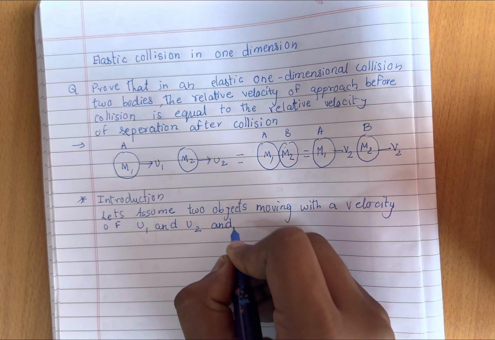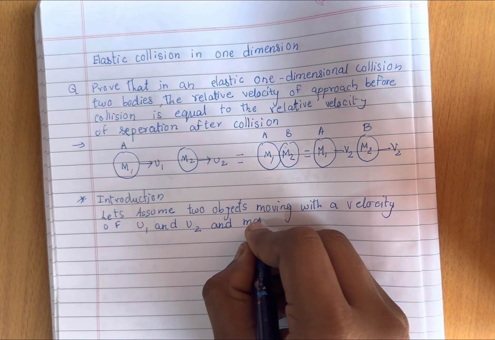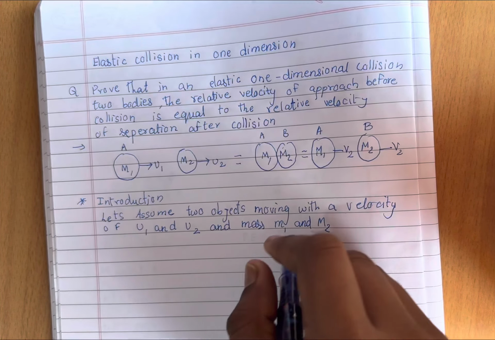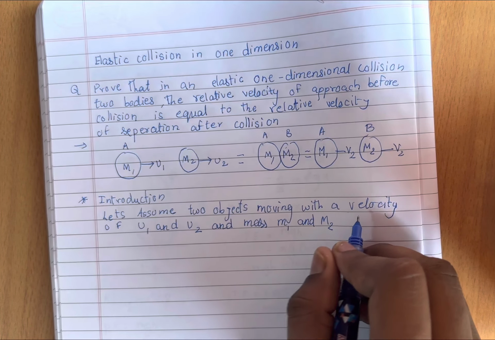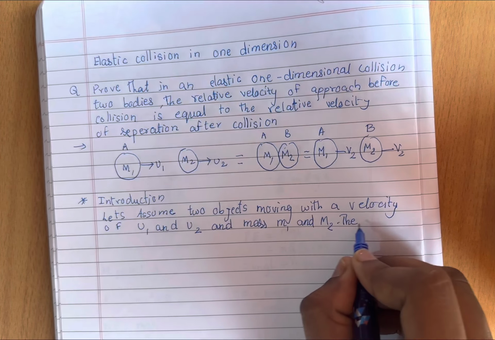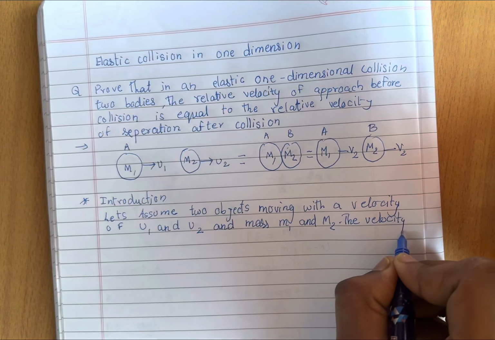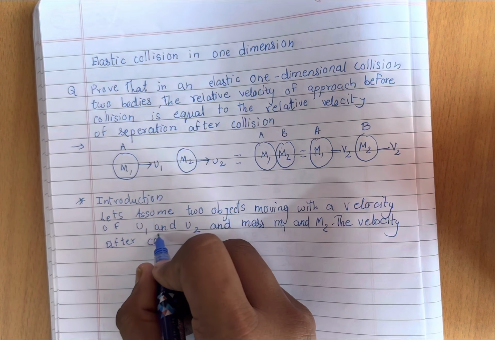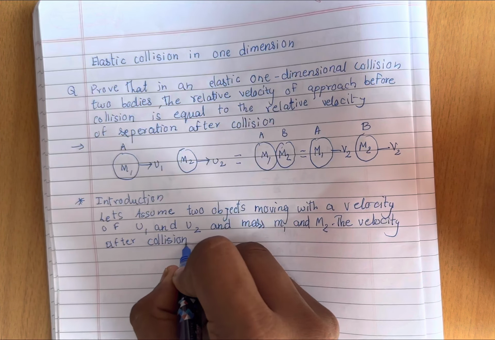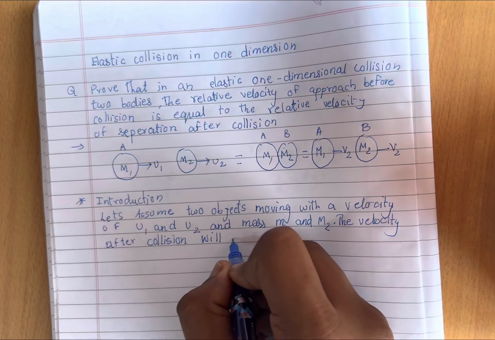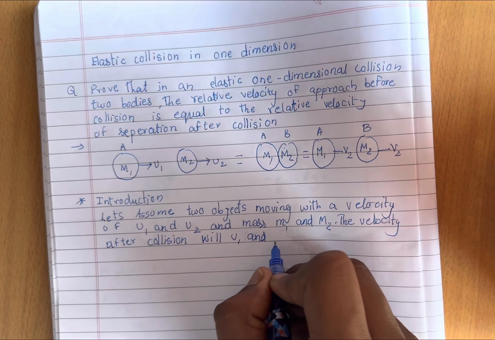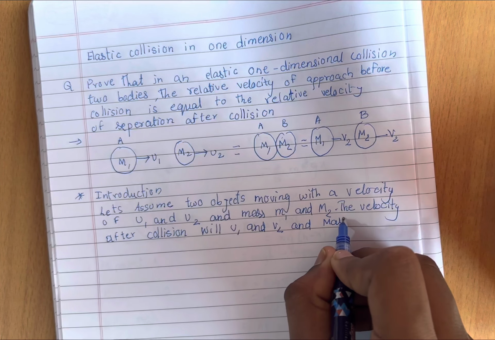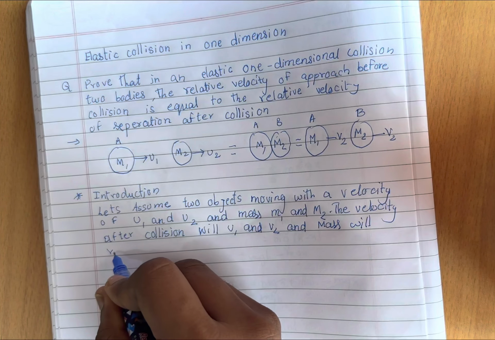and mass m1 and m2. The velocity after collision will be v1 and v2, and the mass will remain the same.